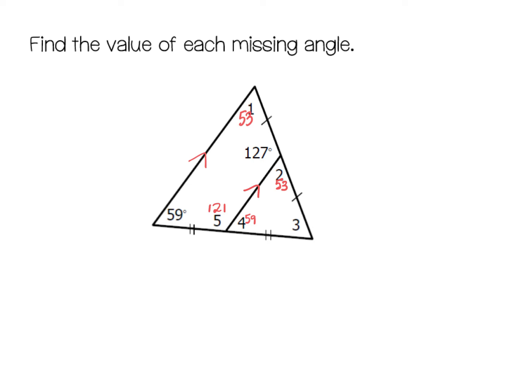Now, notice I have a big triangle. I have this big triangle, and I also have this little triangle, but they both share angle 3. So it makes sense that the two base angles are going to be equal to each other, right? 53 and 53, and 59 and 59. So if I take 180 minus 53 minus 59, I get 68 degrees. So this angle here is 68 degrees.